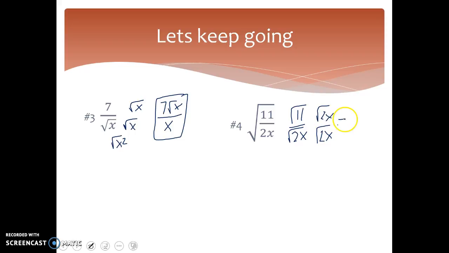So the numerator is going to be the square root of 11 times 2x. I can multiply these together because they're both inside the radical sign. That's going to be 22x over the square root of 2x times the square root of 2x.